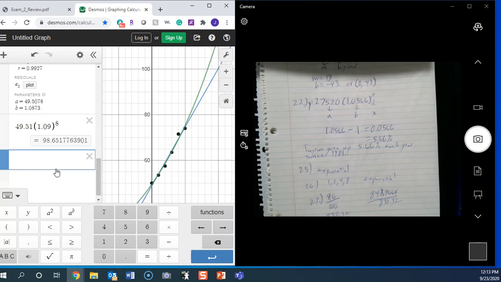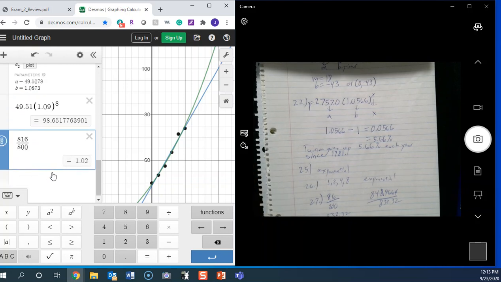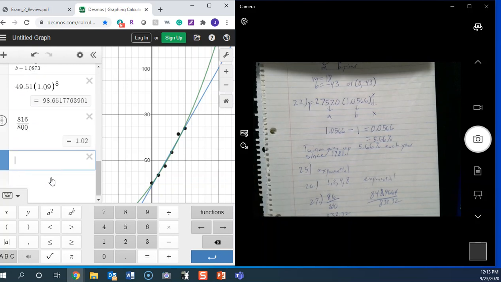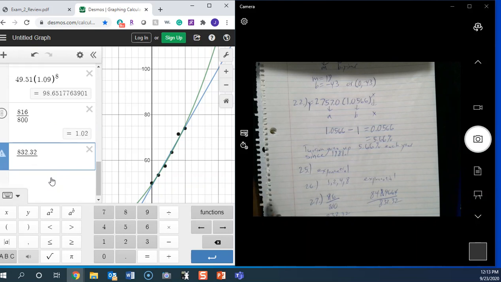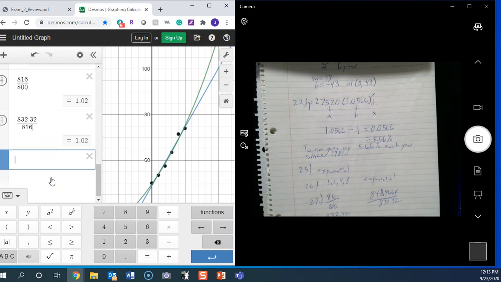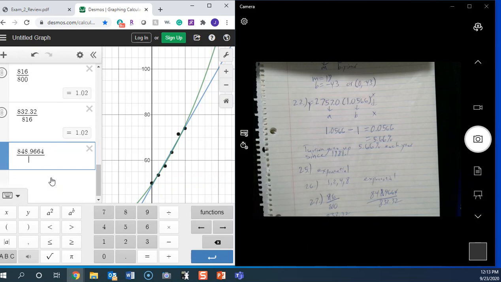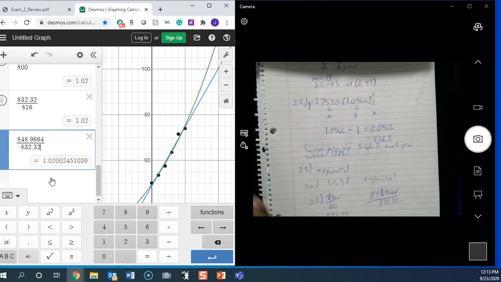So we had 816 divided by 800. It gave us 1.02. We had 832.32 divided by 816. That'll give us 1.02. Then 848.9664 divided by 832.32, and it gives us 1.02.